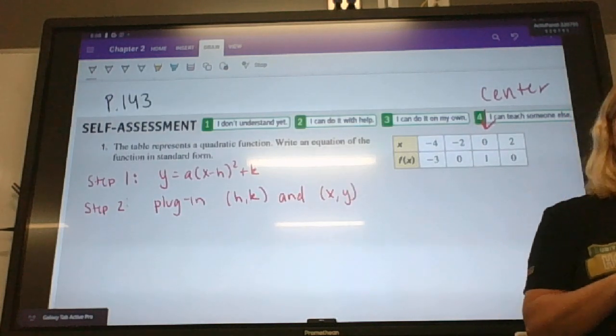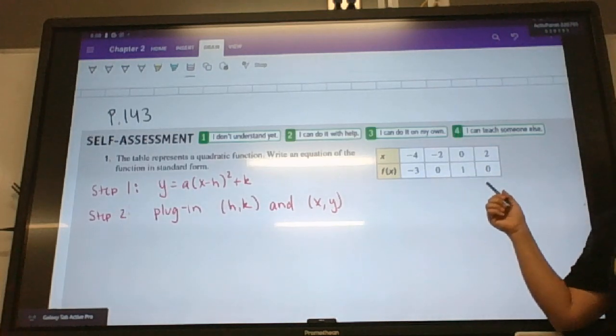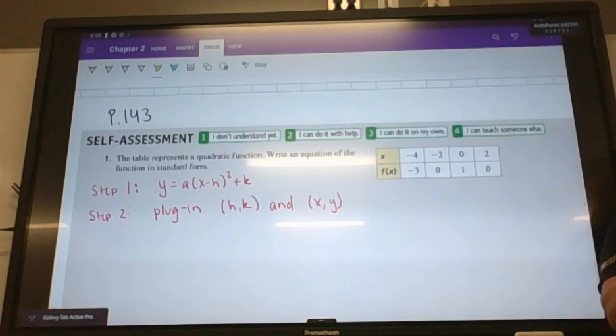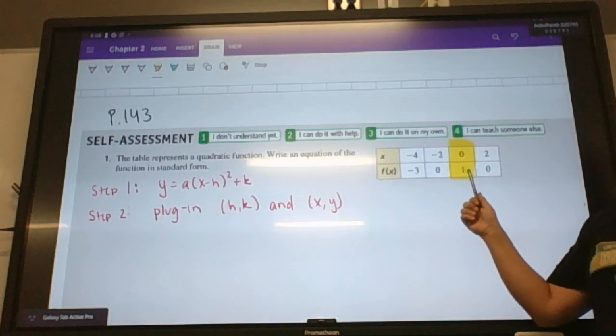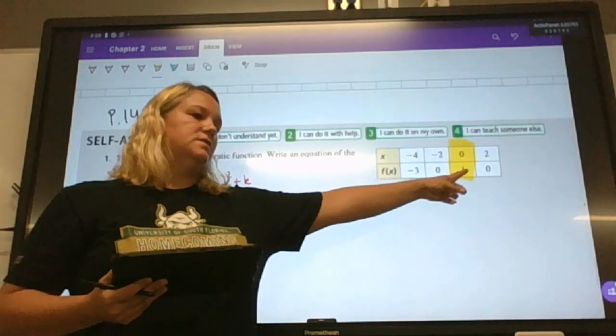The trick is, what is the vertex of this parabola? And they've only given us a table. I can tell you with certainty, are we all on the same page? I have the same problem as you, right? I can tell you with certainty this is the vertex. How do I know out of this table that that's the vertex?